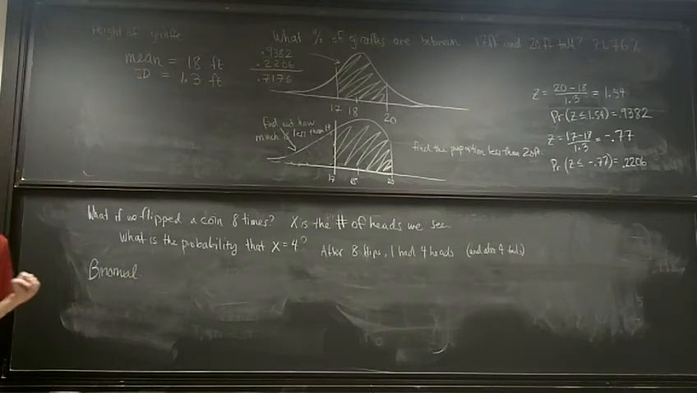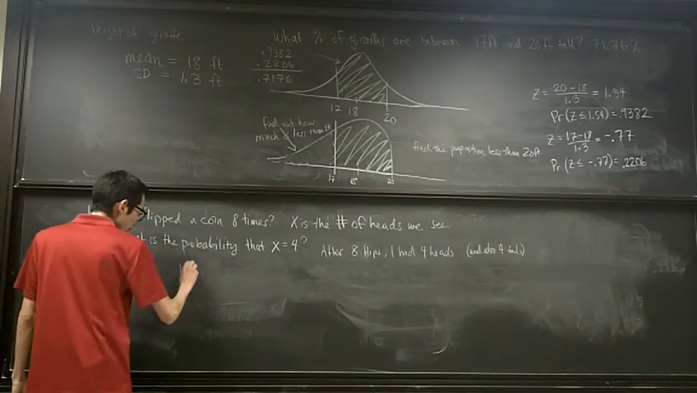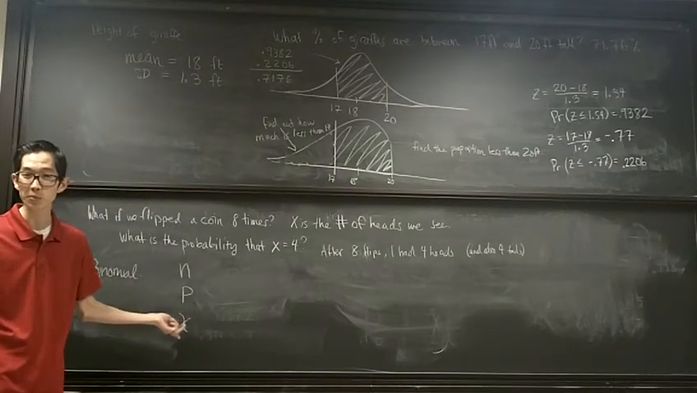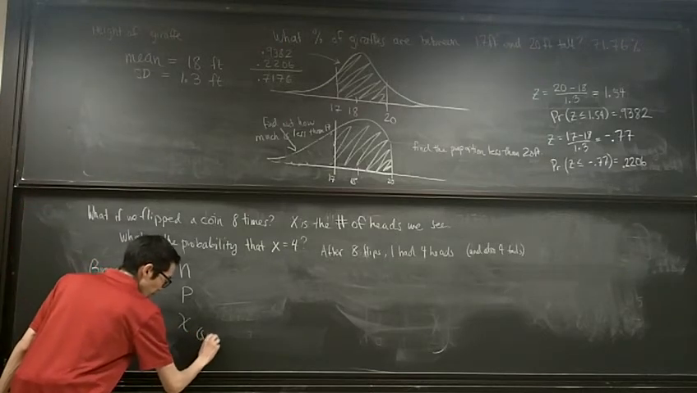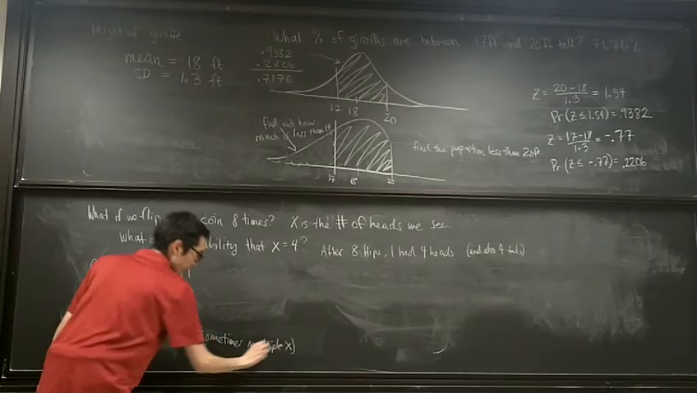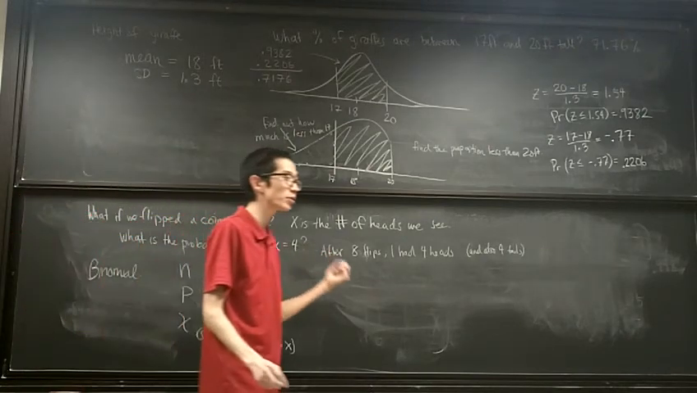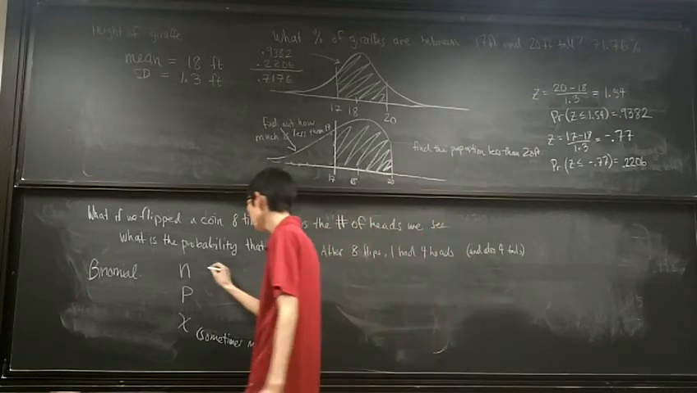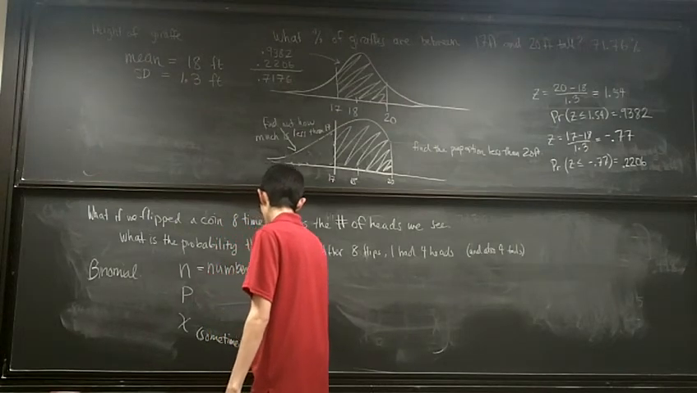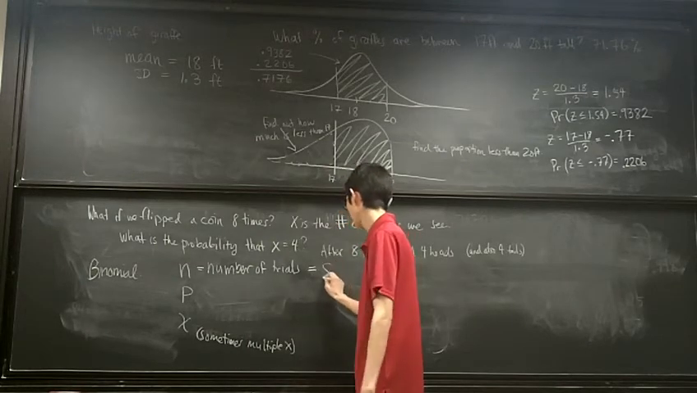The first thing that we have to be able to do with a binomial problem is identify 3 things. All binomial problems will have an n, a p, and an x. Sometimes it will have multiple x's, but it will always have an n and a p. The n is the number of trials. In our situation, it's the number of times I flip the coin, so our n is 8.